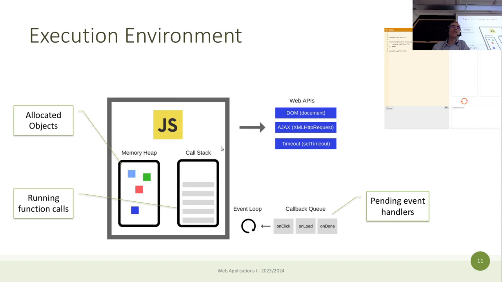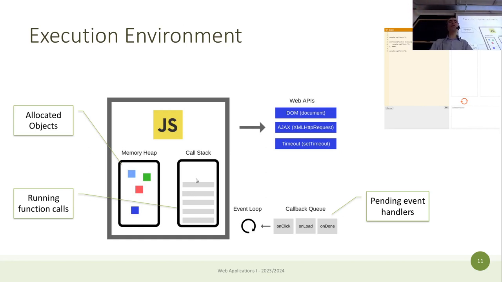So in short, this big gray box is the browser. Well, actually the execution environment within the browser, the JavaScript execution environment. You have a call stack where you put function calls, synchronous function calls. From a function, you call another function, and so on.